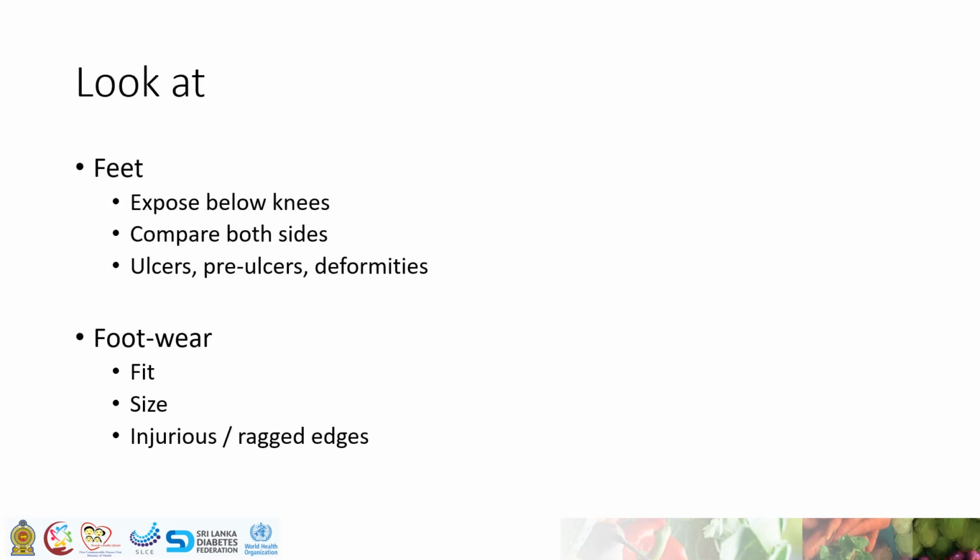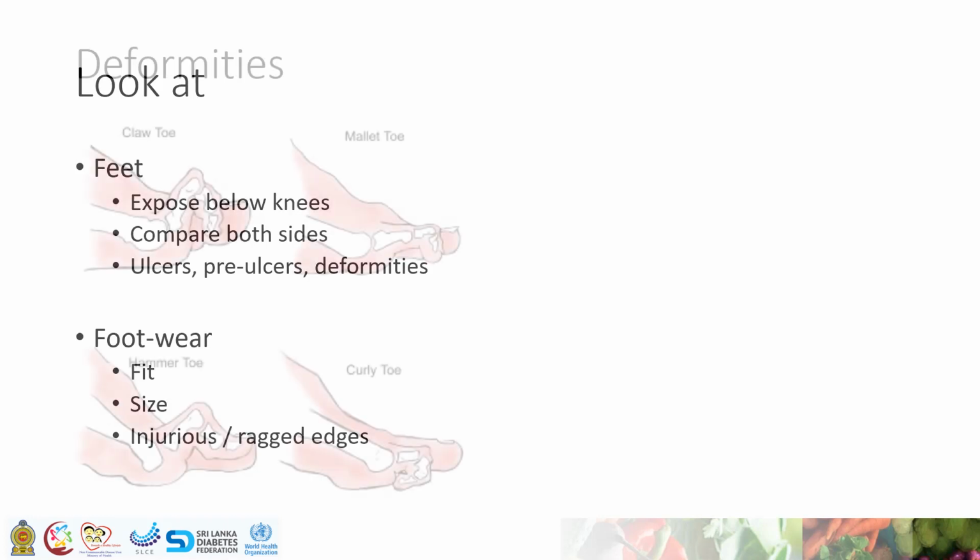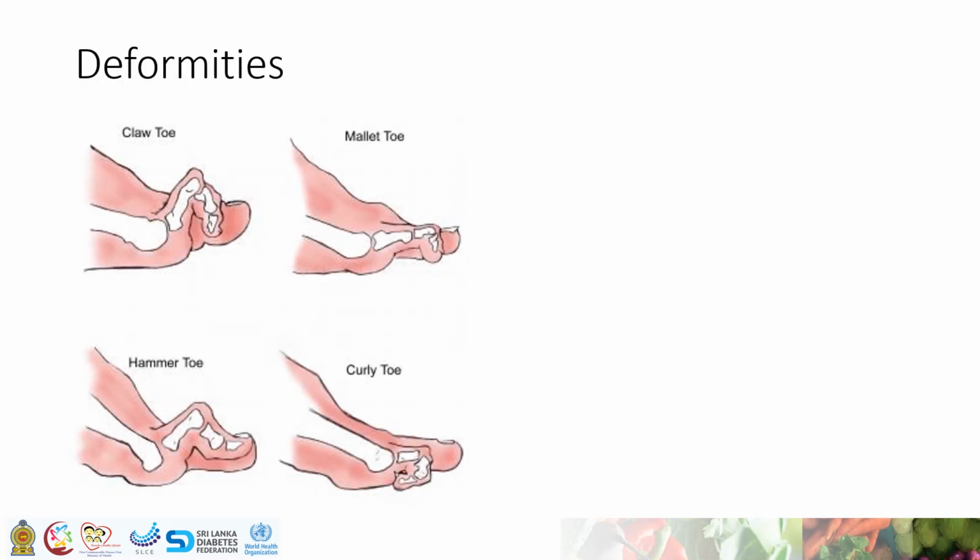Look at the feet, exposed below the knees. Compare both sides. Ulcers, pre-ulcers, and deformities. Footwear: check the fit, size, and whether there are injurious or ragged edges. Deformities: there may be claw toe, mallet toe, hammer toe, and curly toe.